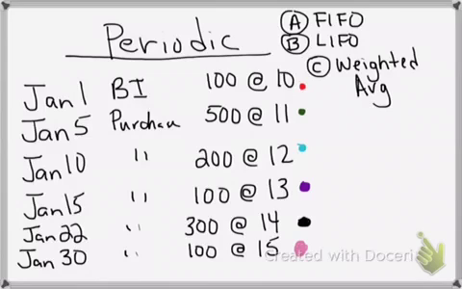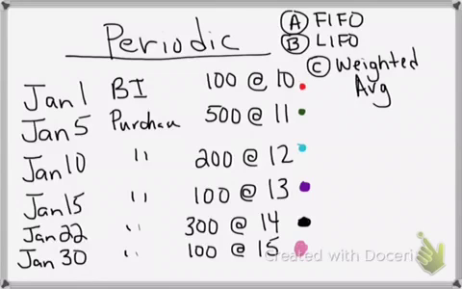Now, under the periodic system, we don't keep track of when we sell items and them coming in and out of inventory. We look at it at the end of the period and look at what we've sold at the very end of that period, and then determine what our cost of goods sold is, what our ending inventory is.